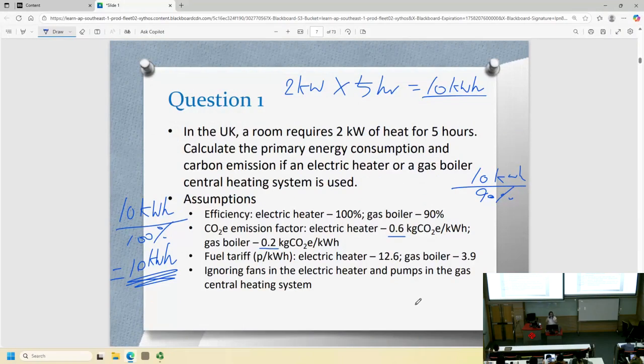So if you want to find out the amount of carbon emissions due to consuming this amount of electricity, then very easy, just multiply 0.6. Right? And then for the carbon emissions due to consuming this amount of energy of natural gas, then we multiply by the emissions factor of 0.2. Then we have the carbon emissions due to the use of the gas boiler.